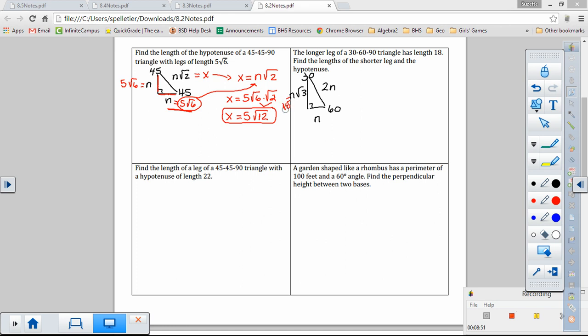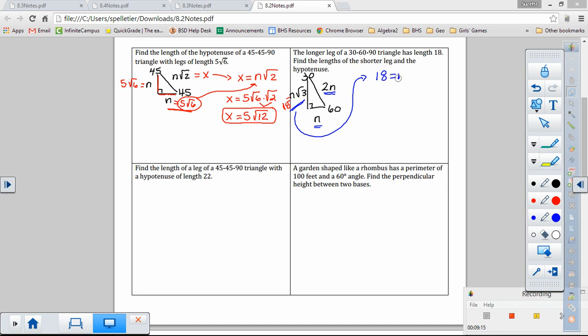N square roots of 3 is equal to 18. Find the lengths of the shorter leg and the hypotenuse. So I often will say to students, can you solve this with just a variable? No. Is this an equation? No. Is this an equation? Yes, it is. So that's the one that we're going to try to solve.